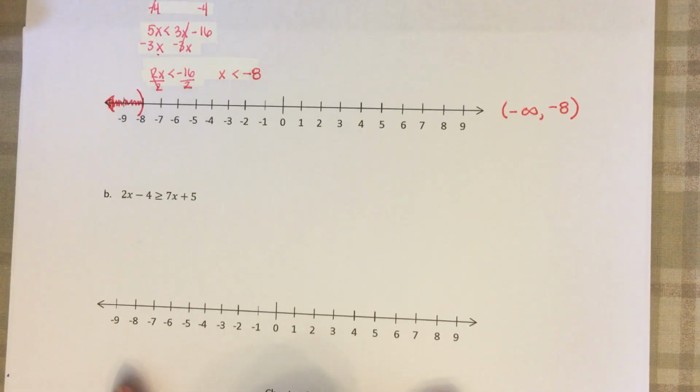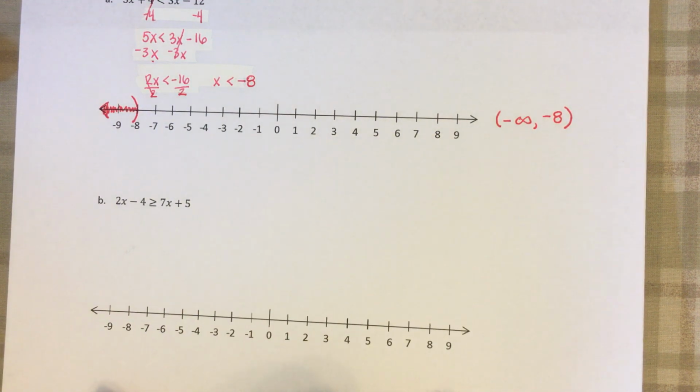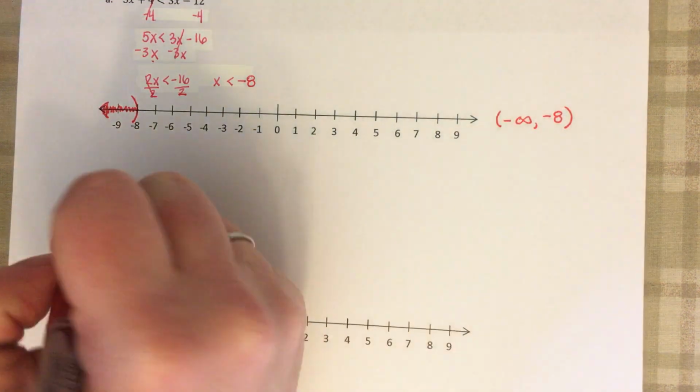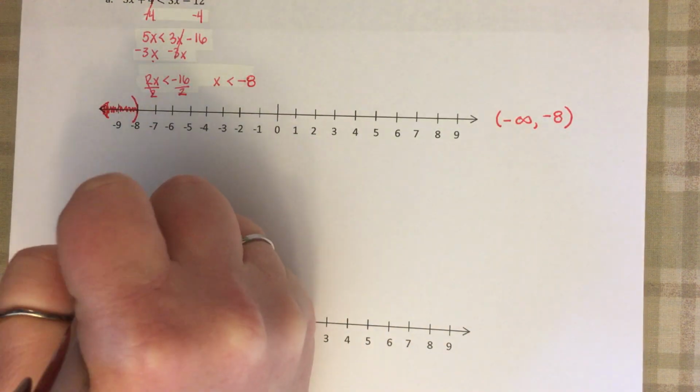All right, so we'll work through one more of these. We're going to do the same thing here, work on getting our numbers on one side, variables on the other, just like we would with a linear equation. We're going to add 4 to both sides.